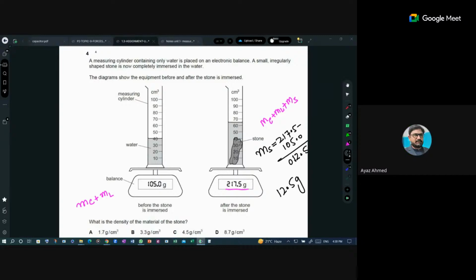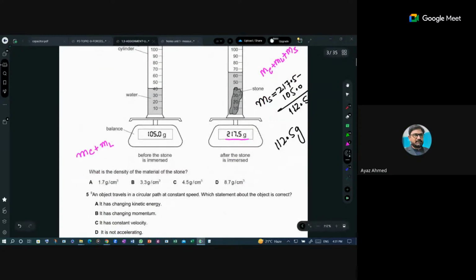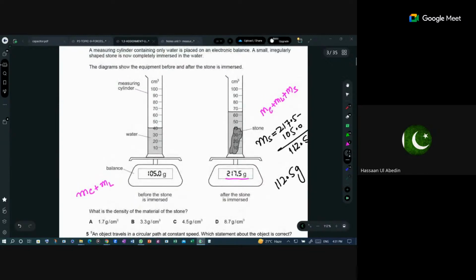Sorry, it is not 12.5. Please keep a calculator with you, because it is 217.5 minus 105.0. Yes, it is 112.5 grams. Do you agree with that? This is the mass of the stone you have placed inside.